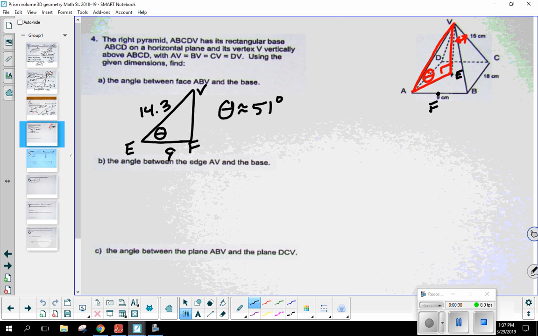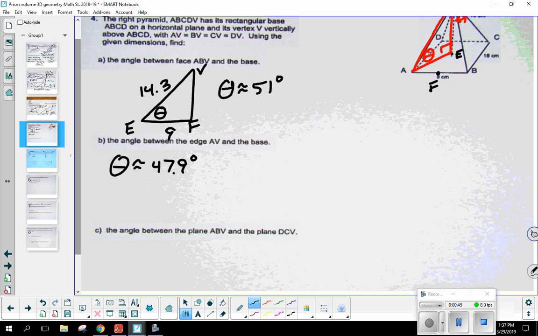So let's go ahead and start out here. Did anybody actually finish it up and get the answer for B? Anybody think they know what measure you got? Gabby, what'd you get? 47.9. That is perfect. So theta is about 47.9 degrees.